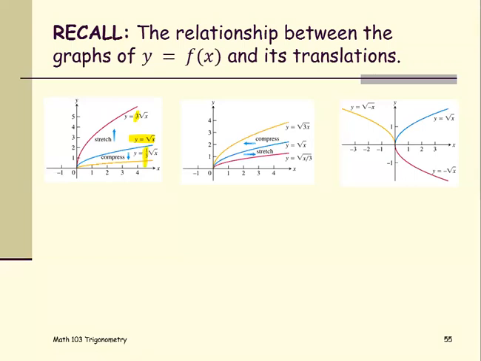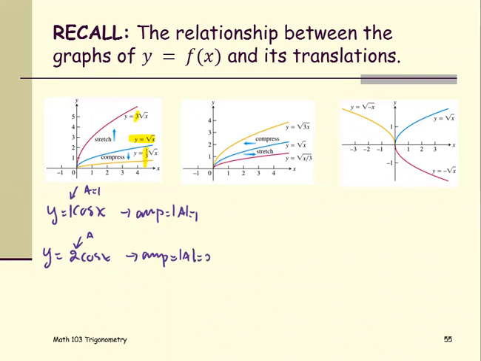Refer to the last section, the previous section. We considered what happens to the graph when we allow for a coefficient or a multiplier with a sine and cosine function. As you see, y equals cosine x has amplitude, which is the a value of this pattern, equal to 1, or the absolute value of a equals 1. But if you multiply the cosine function by 2, the a value equals 2. So the amplitude, which is the absolute value of a, equals 2.